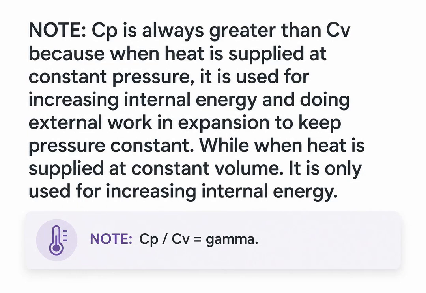You might wonder why the heat capacity at constant pressure is always greater. It's because when you heat a gas at constant pressure, it expands, doing external work. The heat supplied must cover both the increase in internal energy and this external work. At constant volume, no work is done, so all heat goes purely into internal energy. The ratio of these two capacities is denoted by the Greek letter gamma.